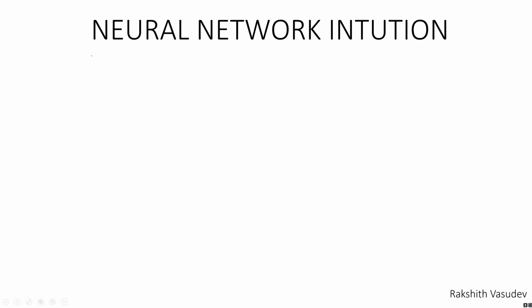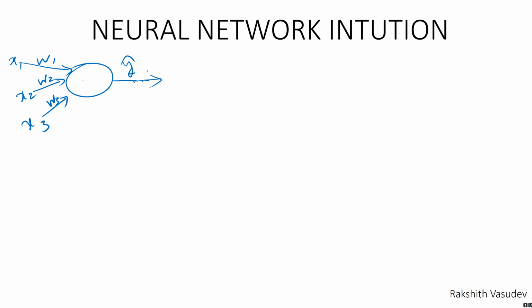Let me rewrite that real quick. This is my weight matrix 1, and input is coming from here. Weight matrix 2, input is coming from here. Weight matrix 3, and input is coming from here. So here is my y hat, the prediction value, and this is my perceptron. We were talking about why a weight matrix is included.